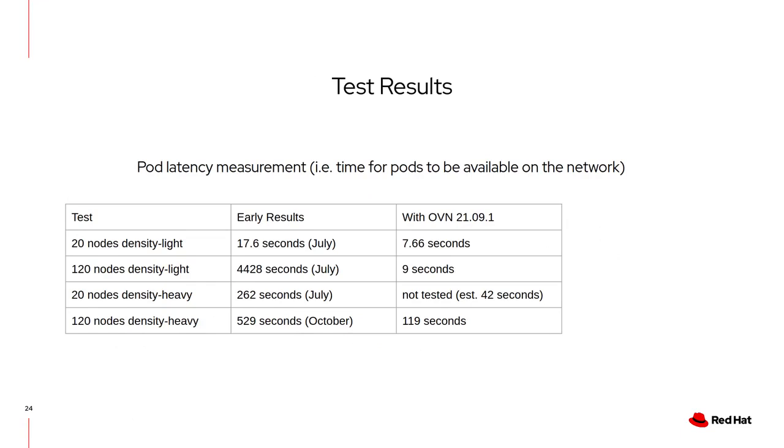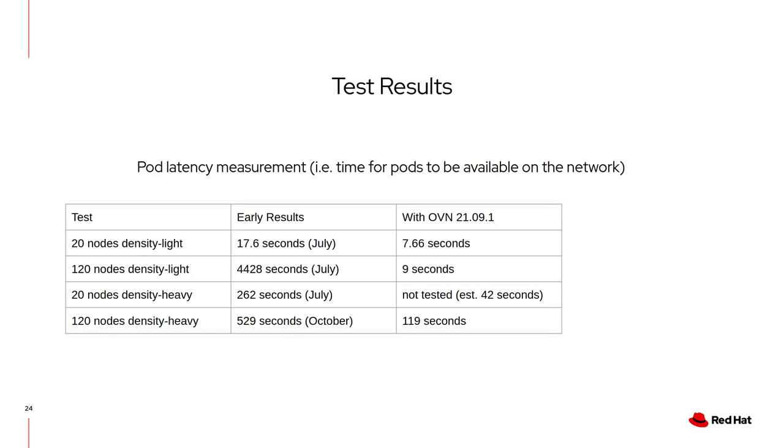The density heavy numbers tell a different story. First, a couple things need explanation. For 120 nodes density heavy, the initial test by the Performance and Scale team did not complete. This test was not attempted again until October when many performance changes had been put in place. This is why the result is from October instead of July.